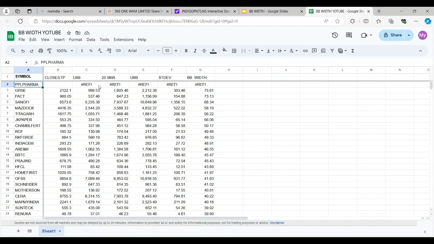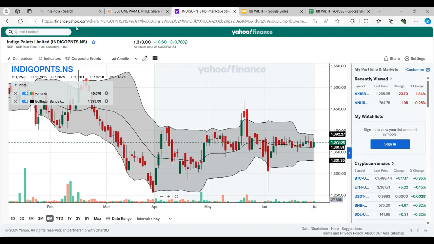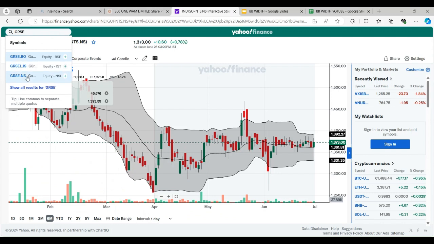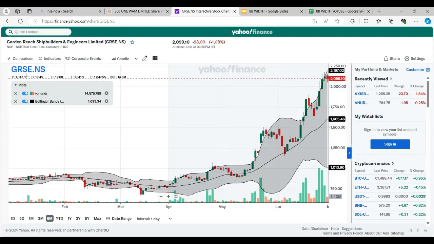But except this stock, for all other stocks, it is retrieving the data: close price or last traded price, 20 SMA, standard deviation, and all. Okay, so GRSE, I have shown you earlier, from lower bandwidth to higher bandwidth. So now higher volatility, higher bandwidth, higher volatility.